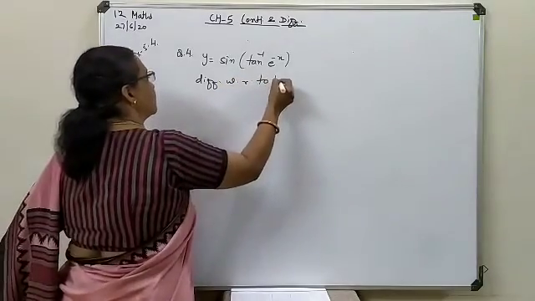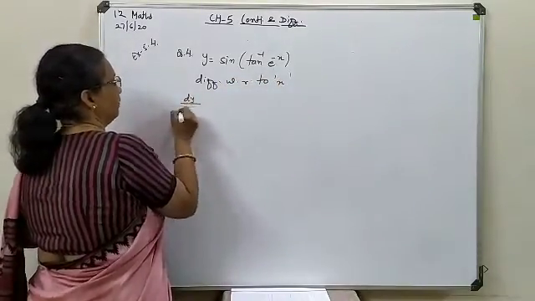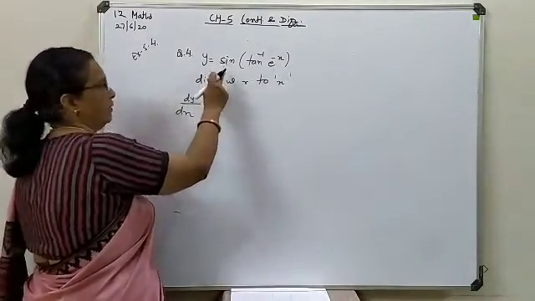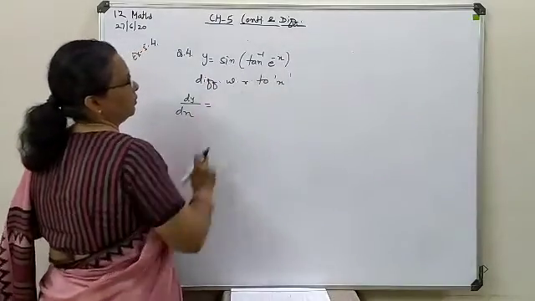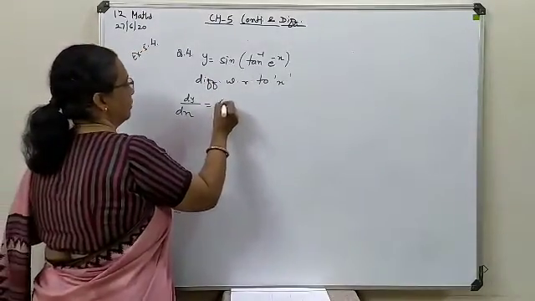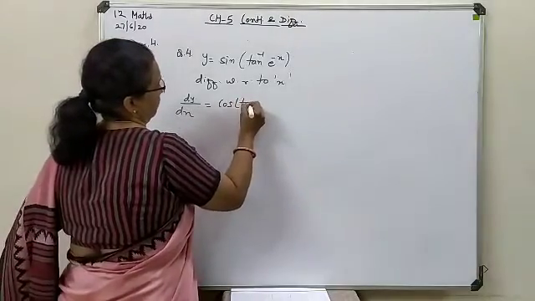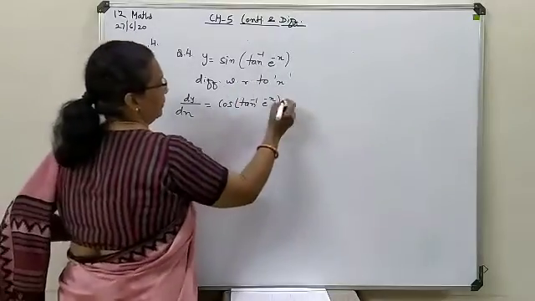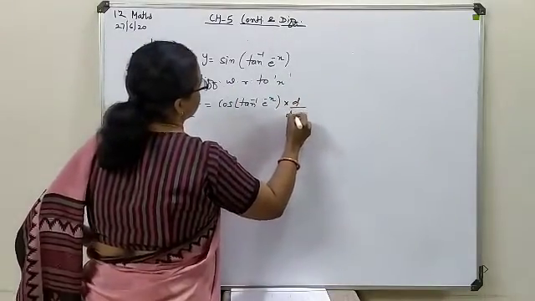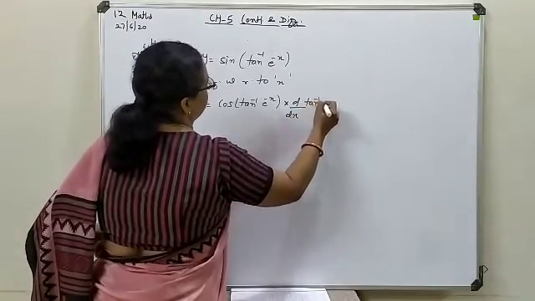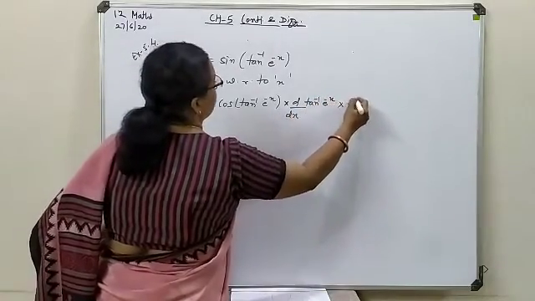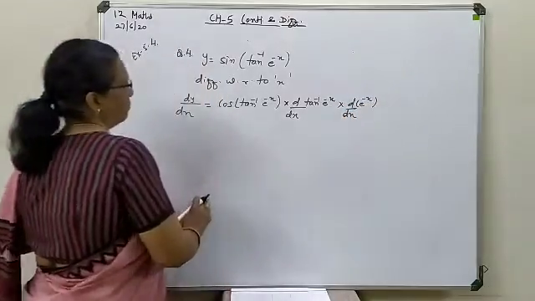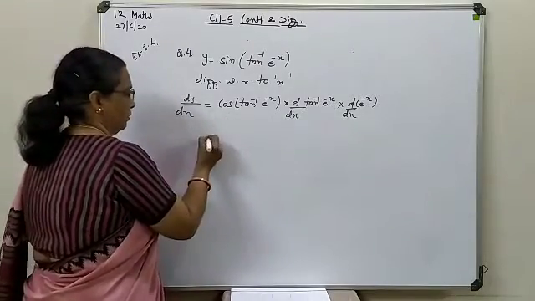Derivation with respect to x, dy by dx. First of all you will write the derivative with respect to sin, that is cos, and the remaining bracketed term you will treat as x only. So this will be cos of tan inverse e power minus x. Next we will write the derivation of tan inverse e power minus x, and further as a product you will write the derivation of e power minus x. Here there is no need to make any change.